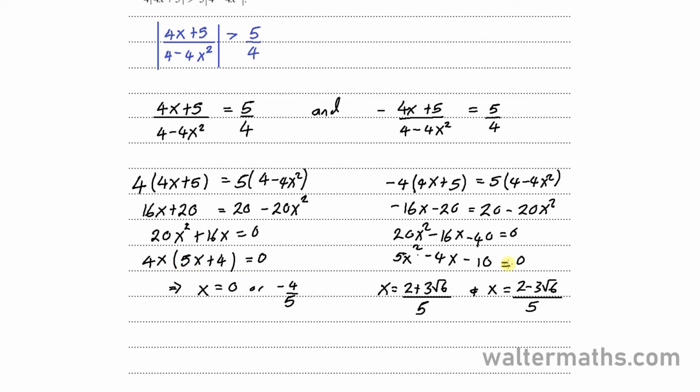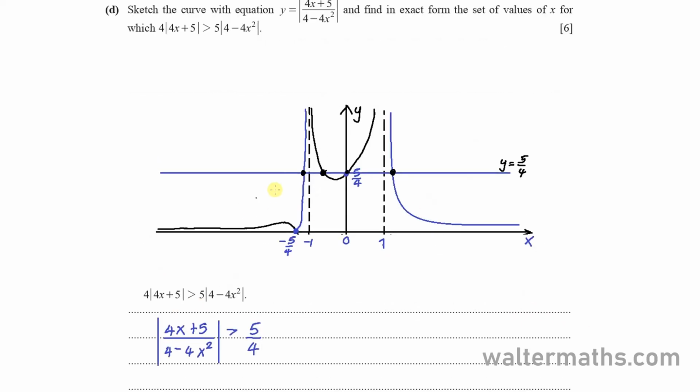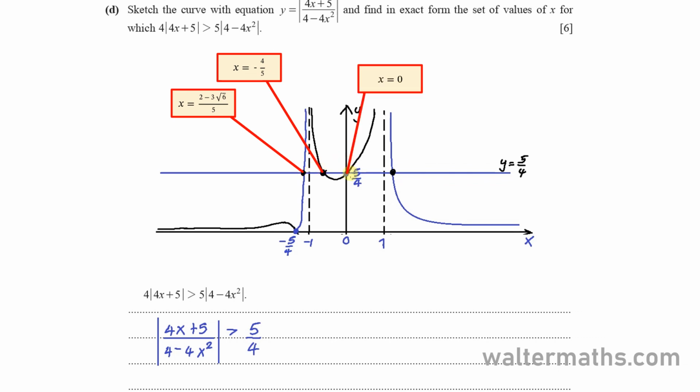So we now have the values. So this value here is for x is equal to (2 minus 3 root 6) over 5. And this value here is the one for x is equal to minus 4/5 that we got. This one is when x is equal to 0. And this point here is when x is equal to (2 plus 3 root 6) over 5.